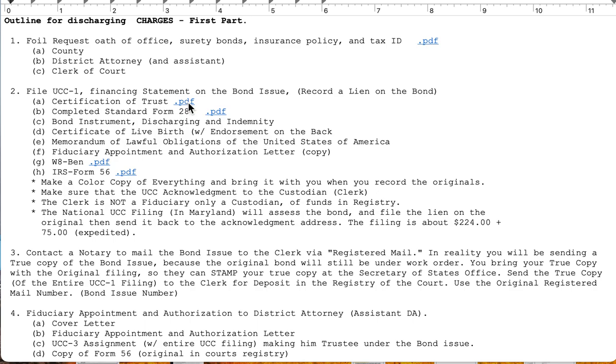In the certification of trust, primarily all the things that are required per the local statute that they require in a certification of trust. We also want to demonstrate that the district attorney and or assistant district attorney has been subdelegated the authority as a trustee under the bond issue and or fiduciary under the bond issue, right? So we're subdelegating these people as a trustee and as a fiduciary. We're also going to give them a fiduciary appointment and authorization contract, and we're going to fill out a Form 56 with the IRS to validate and confirm these positions.